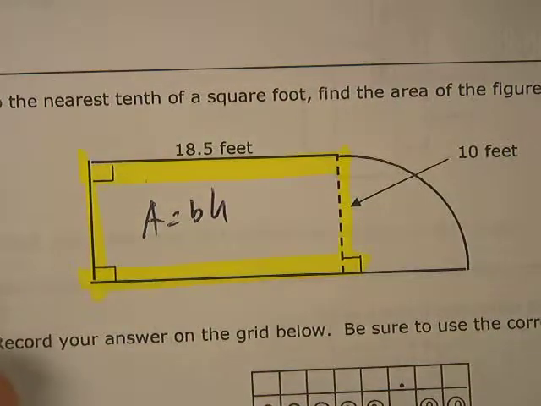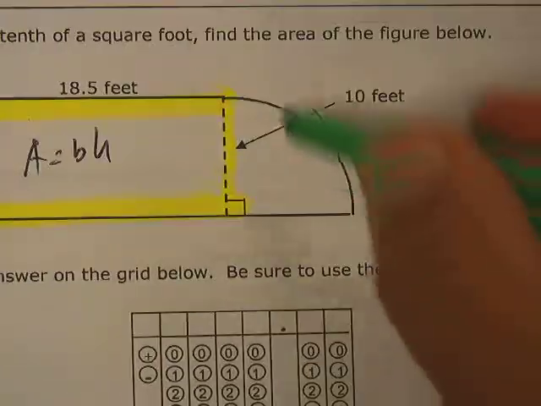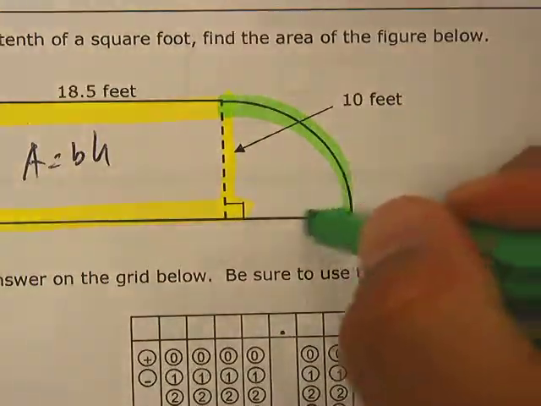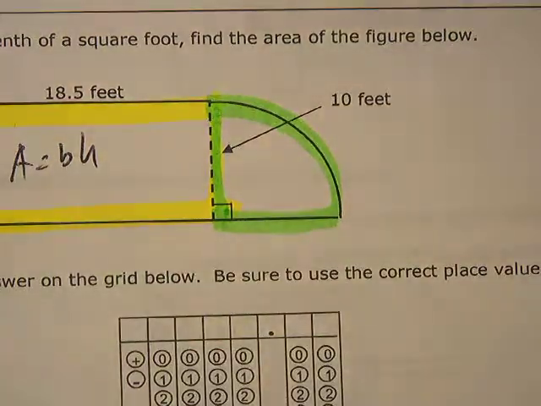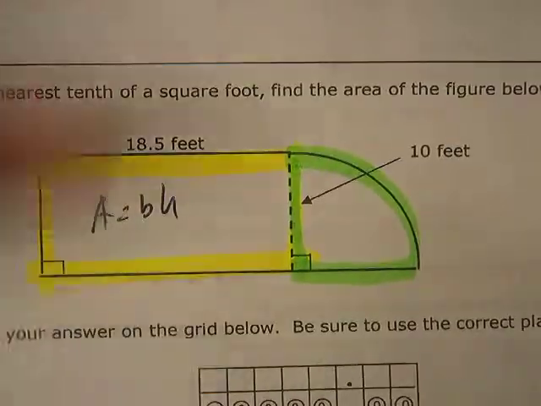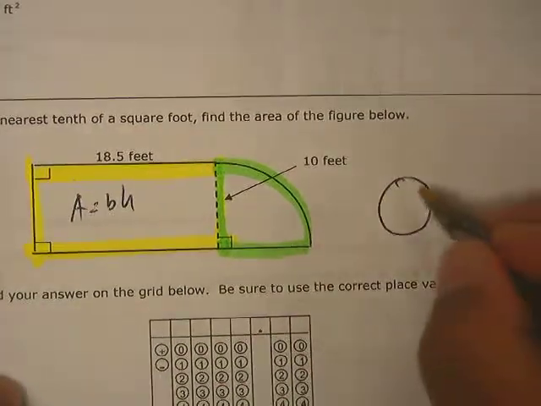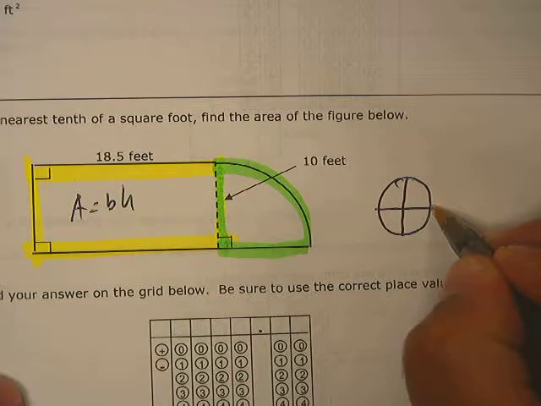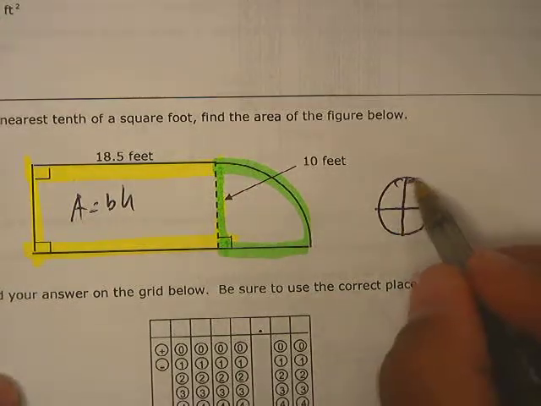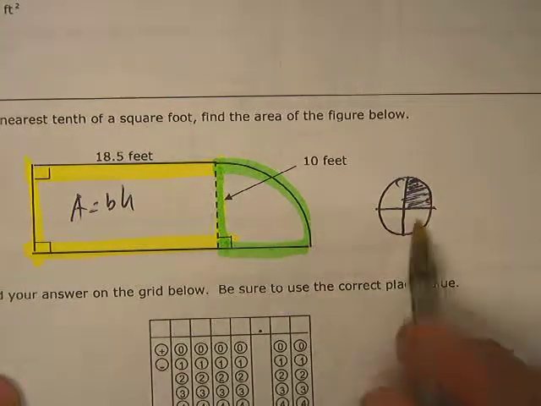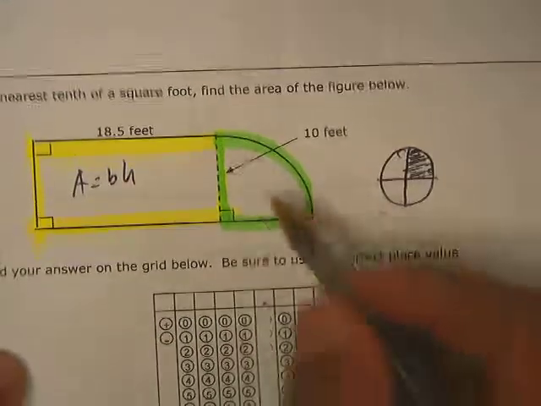This other one here, to the nearest tenth of a square foot, find the area of the figure. This is the figure, so that means you're going to add. That's what that means. So then I'm going to add. Okay, so I need this. That's the rectangle. For the rectangle, we use base times height. We have a thing that looks like a circle, but it's just a piece of a circle.